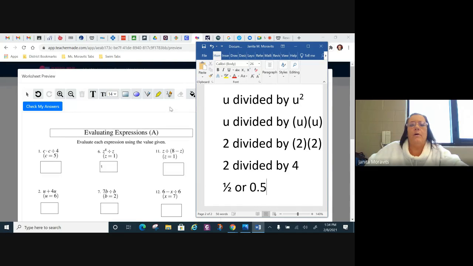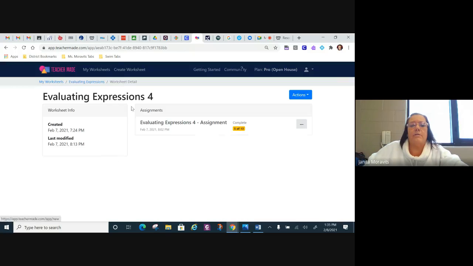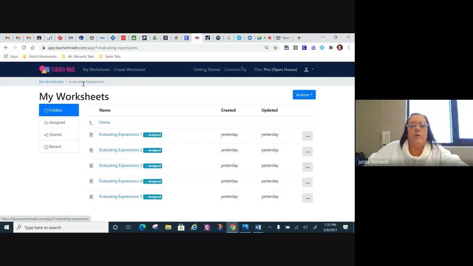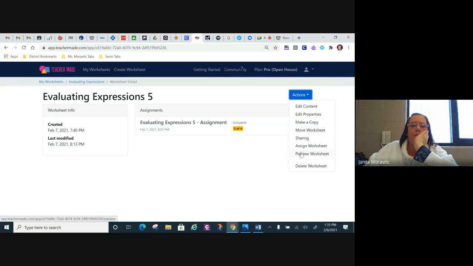All right, so that was, let's see, what was that one? That was evaluating expressions 4. So let's take one more look. Evaluating expressions 5 is the same.